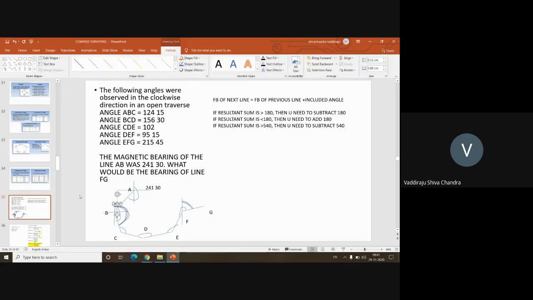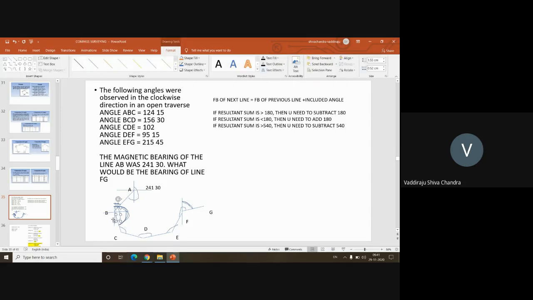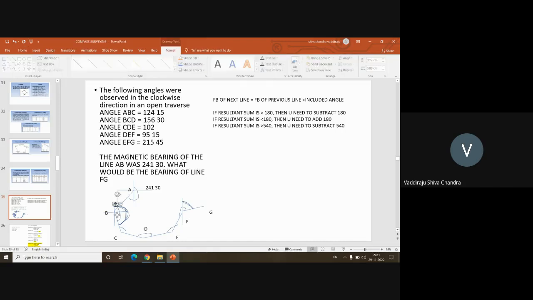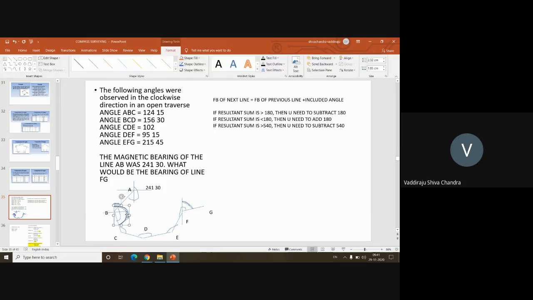Because here he has given me 124 degrees 15 minutes, the angle is already given from here to here. I want only this portion. If I add this small portion to this given angle, I'll be getting the forebearing of BC, right? This I will be getting.